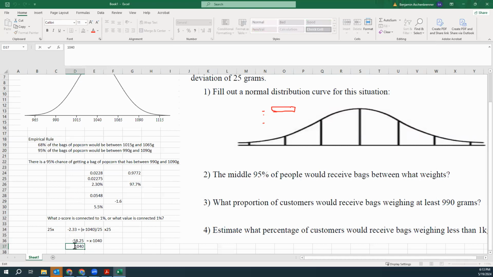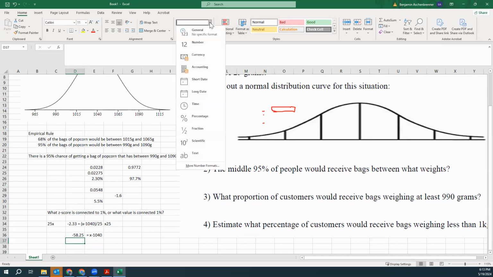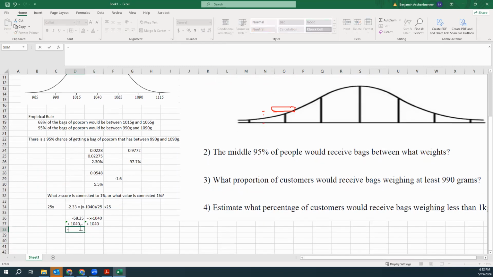Then I can work out what x is by adding 1040 to both sides. I'm going to write that as text with a space in front of it, plus 1040. Doing algebra in Excel is incredibly annoying, so this is not a really good use of our skills. But I'm going to take the minus 58.25 and add 1040, and that's going to be equal to my value.